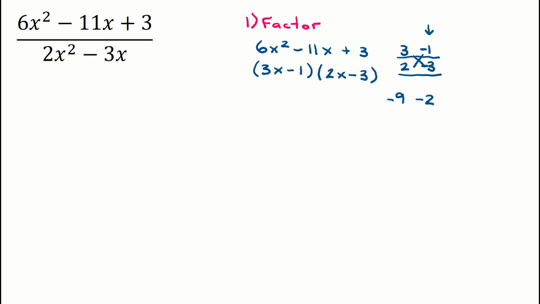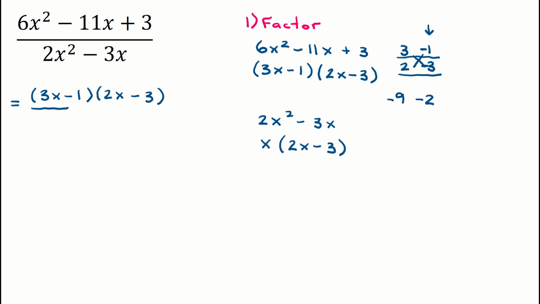On the denominator, we have 2x squared minus 3x. This can be factored by common factoring. They both have an x term. So if I take that out, I end up with 2x minus 3. Putting everything back into the fraction then, this turns into 3x minus 1 times 2x minus 3. And on the denominator, I have x times 2x minus 3. So now that we have factored everything, we can go to our second step, which is reduce.